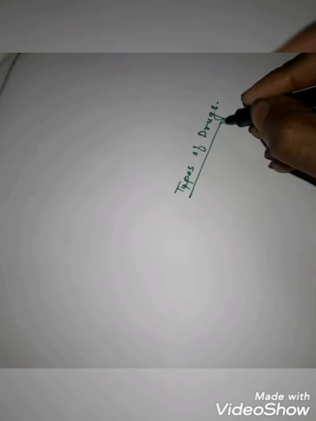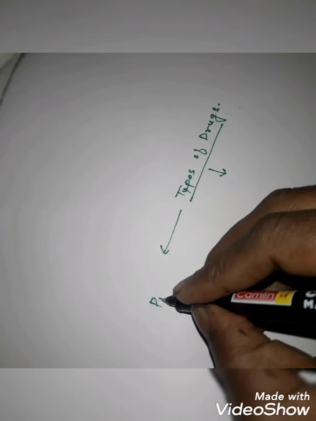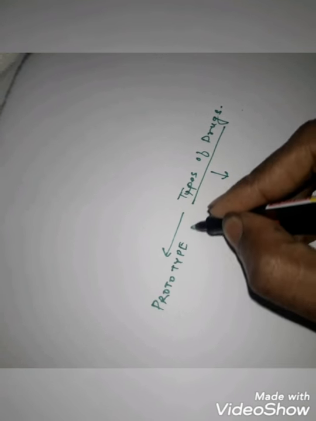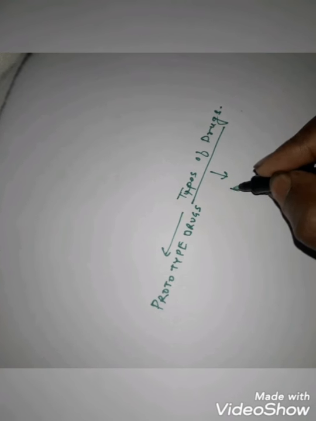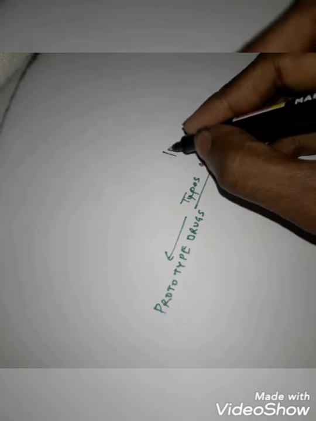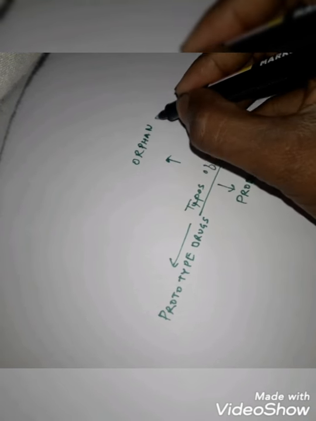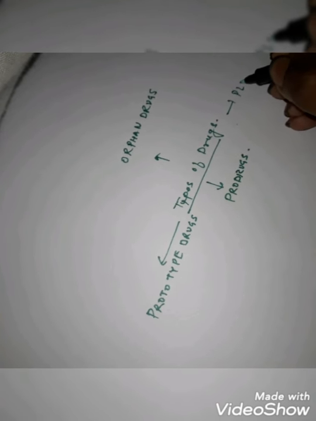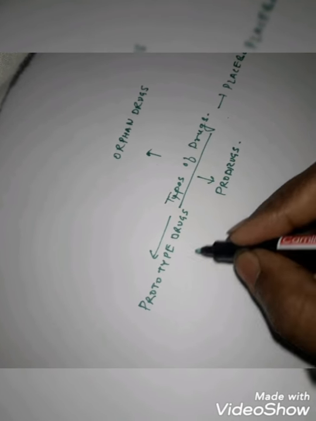In this category there are several types of drugs, like prototype drugs, prodrugs, orphan drugs, and placebo. One by one we will discuss them here.